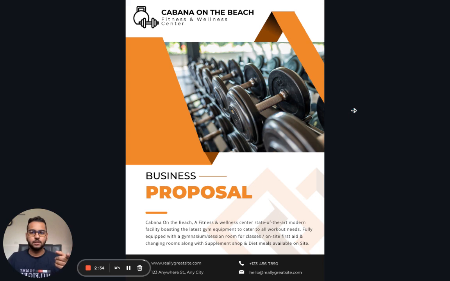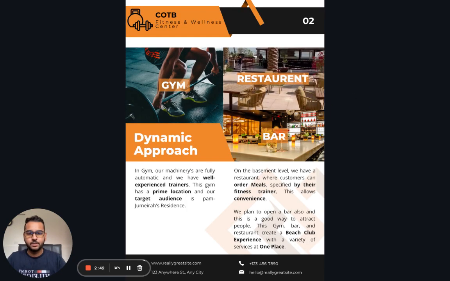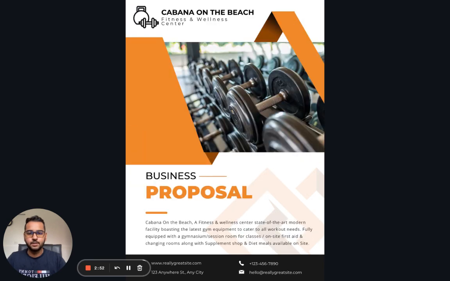So there was a restaurant, gym, wellness and fitness center. These are all three things that they wanted to present to the investor, that they were about to open. Gym, restaurant, bar. So, Cabana on the Beach, a fitness and wellness center, state of the art modern facility boasting the latest gym equipment to cater to all the workout needs. Fully equipped with the gymnasium, session room for classes on site, first aid, changing room, along with supplement shop, diet meals available on site.